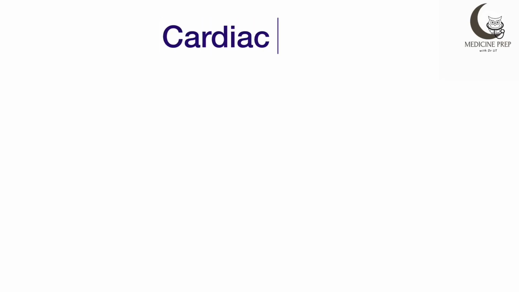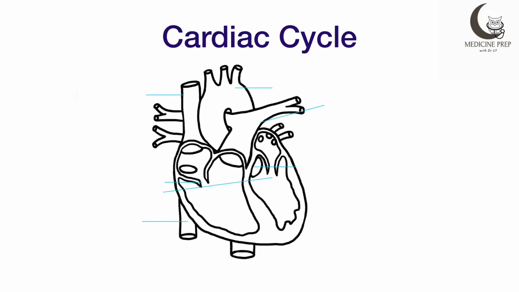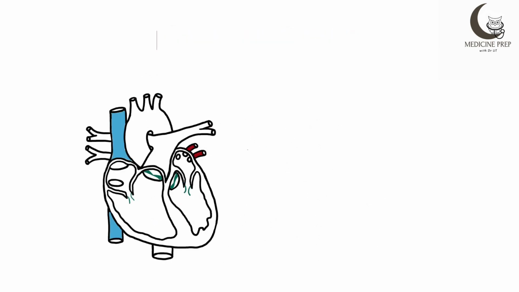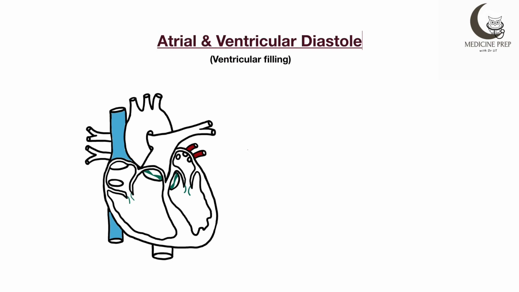Cardiac cycle is the rhythmic contraction and relaxation of the heart muscles, which results in pressure changes in the atrium and the ventricles, leading to flow of blood throughout the body. Now, let us start in the beginning. The first phase is that of atrial and ventricular diastole.